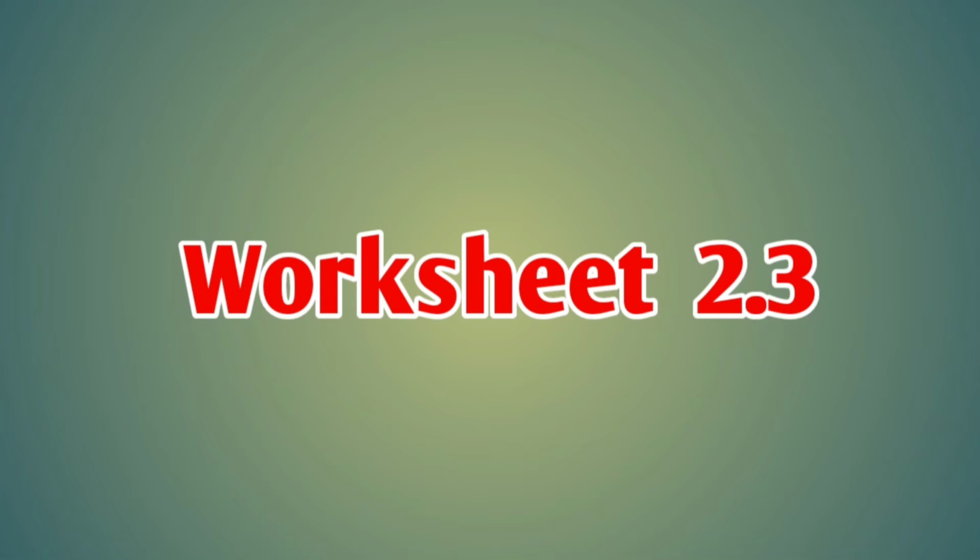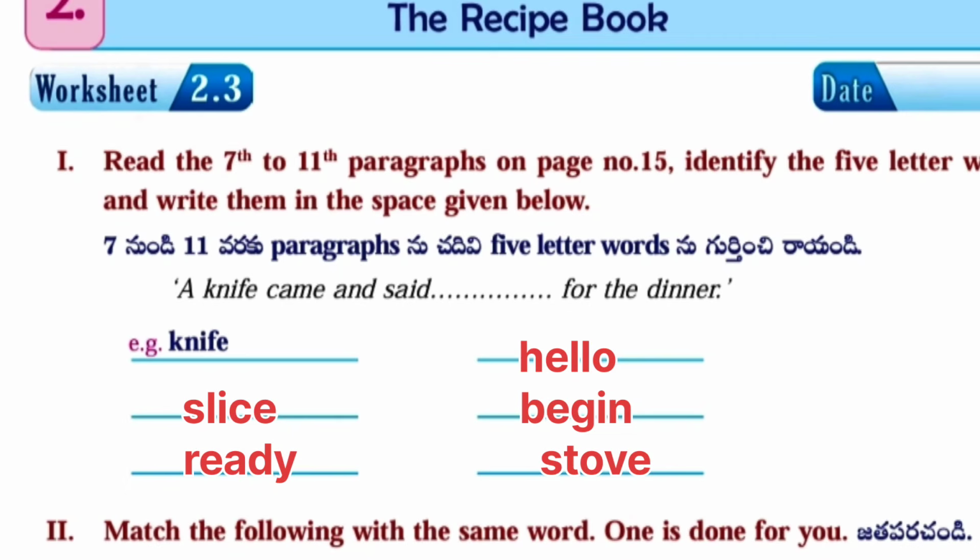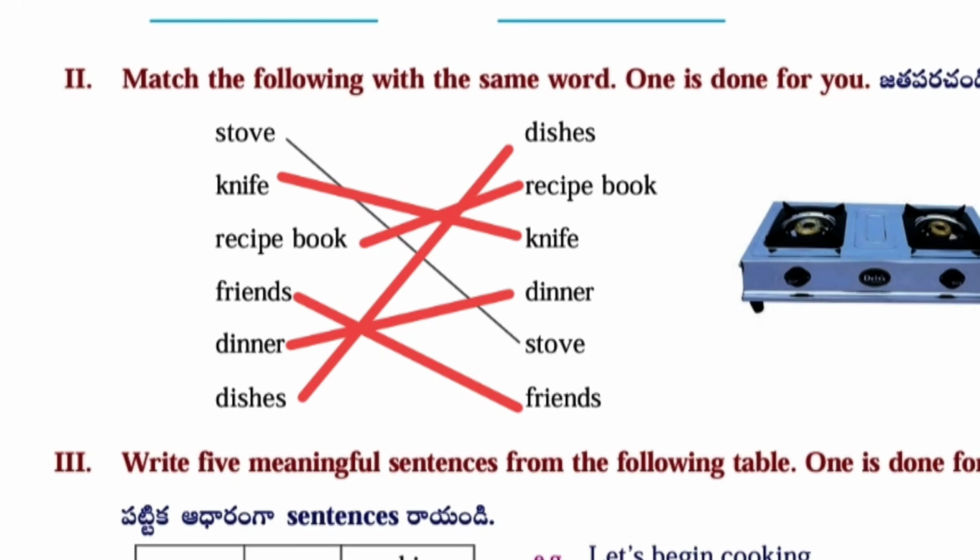Next, worksheet number 2.3. Read the 7th to 11th paragraphs on page number. Identify the 5-letter words and write them in the space given below. Now we have to write 5-letter words from paragraph 7 to 11. Knife, slice, ready, hello, begin, stove, etc.